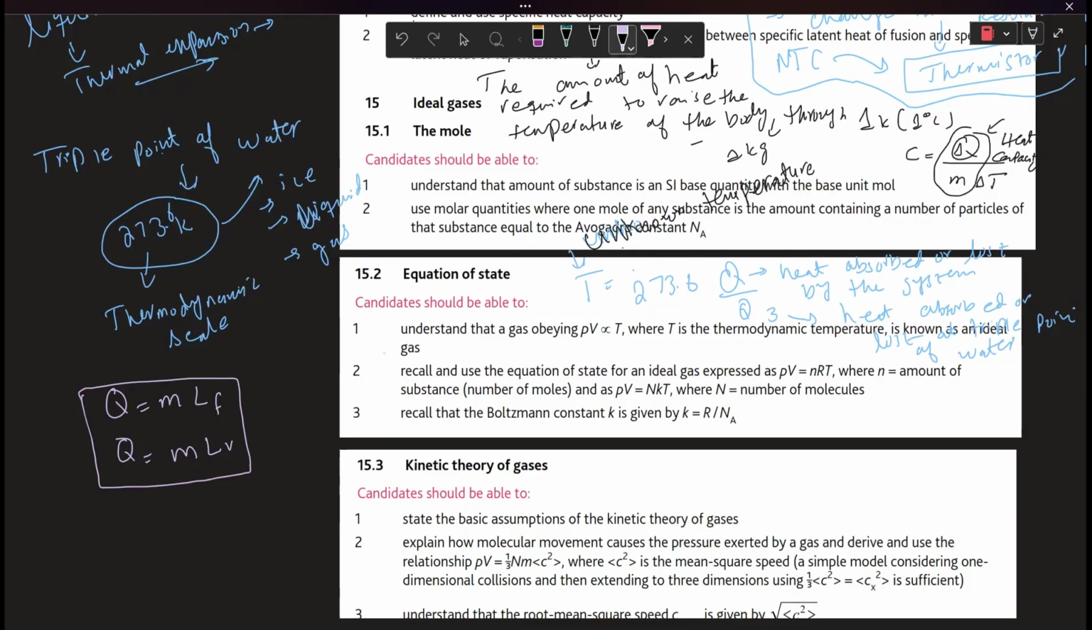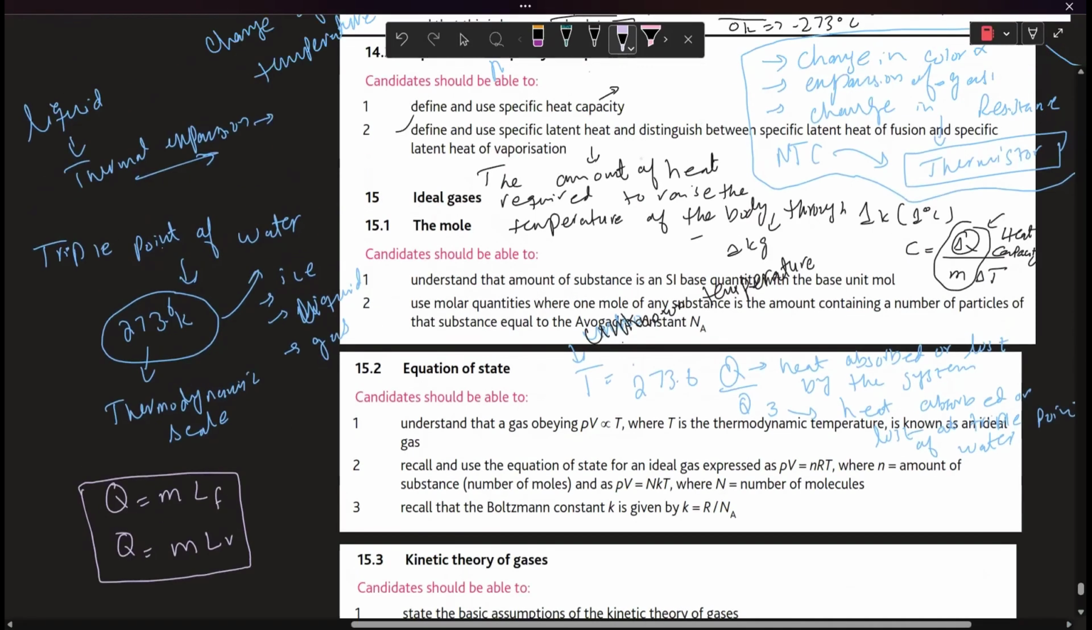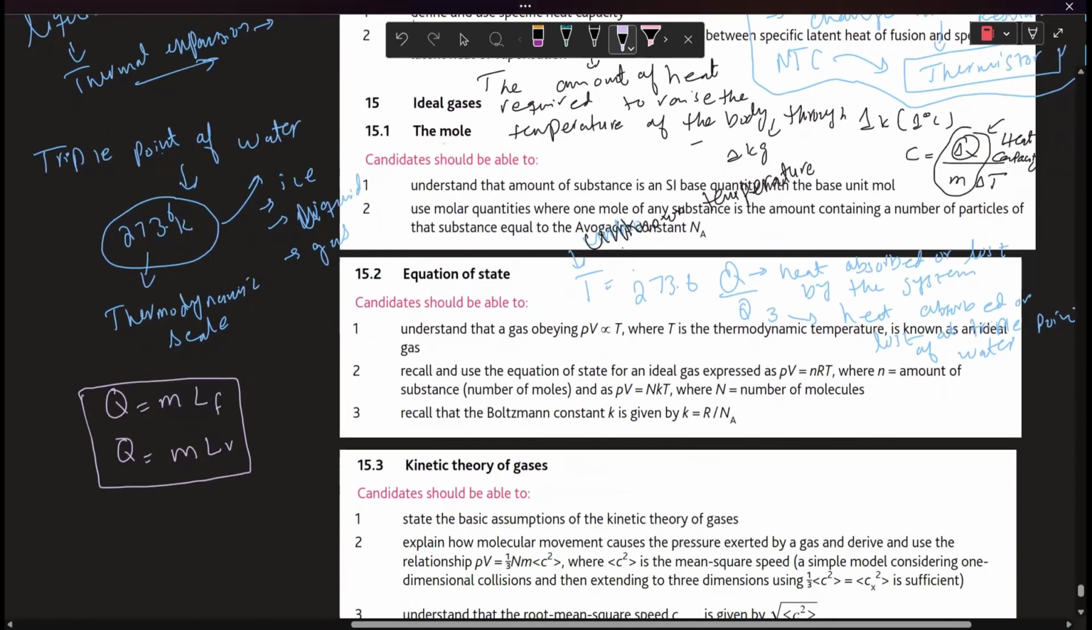Sir, for specific heat capacity, it can be 1 Kelvin or 1 Celsius? Yes, we can go for both. Okay. Then distinguish between specific latent heat of fusion and vaporization. We have discussed that in terms of definition.